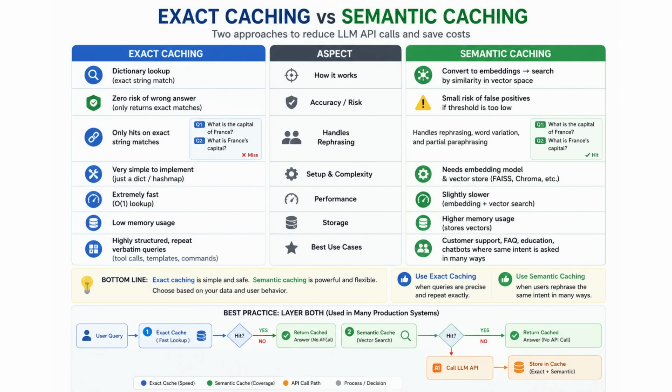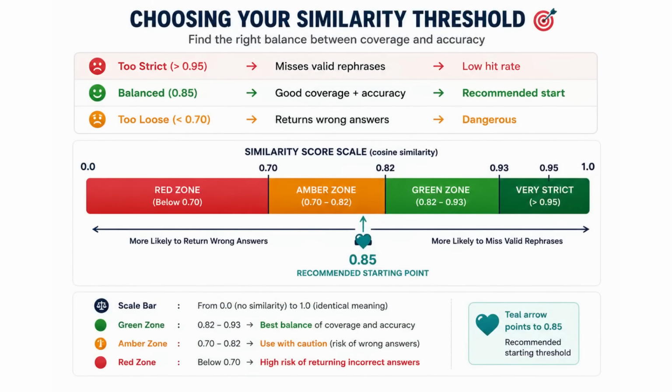In practice, many production systems layer both. Exact cache checked first for speed, semantic cache checked second for coverage. The threshold is the most important tuning parameter, so let me give you a practical guide.